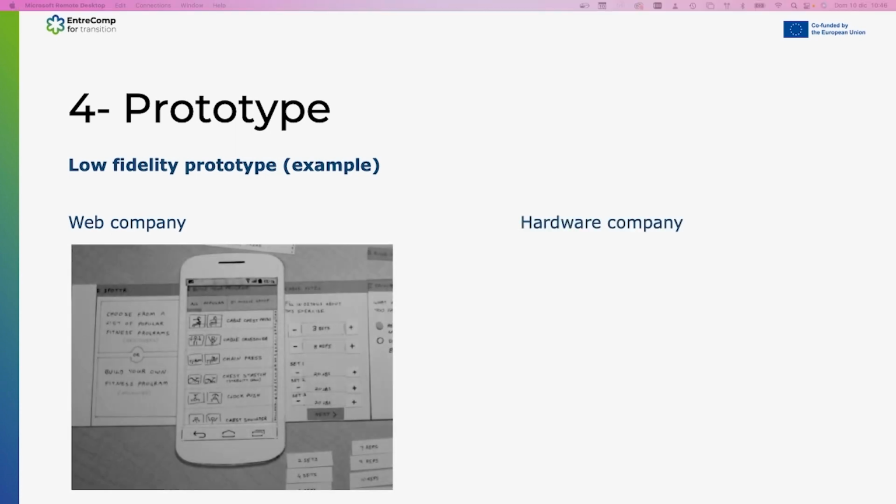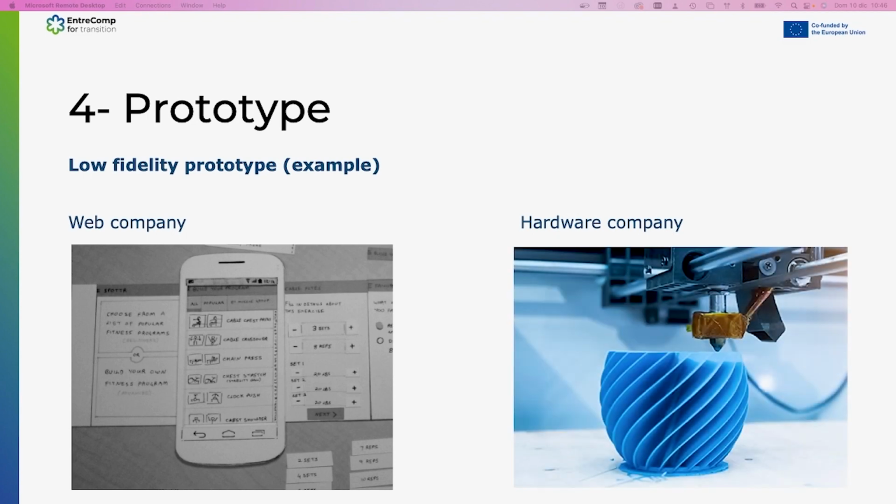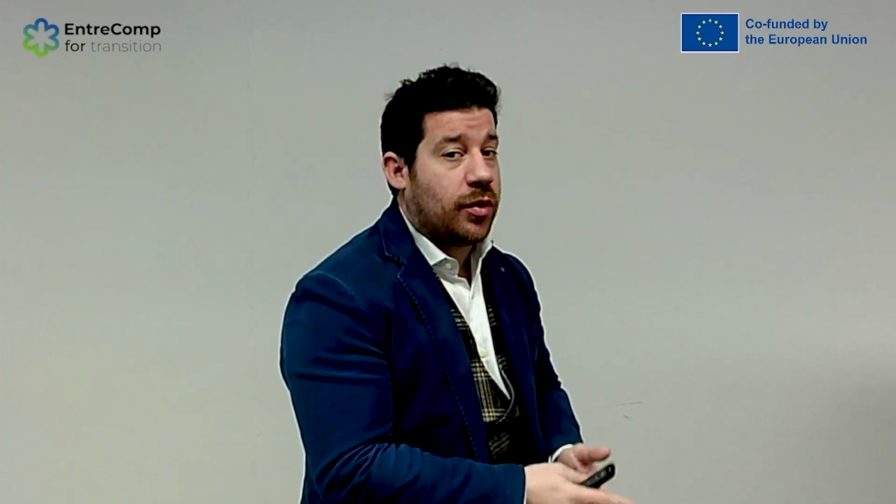For example, if you are a web company and you want to create a new website or an app, you can draw it on paper and discuss it with the team and with all the stakeholders. If your product is a hardware product, you can use a 3D printer to create a prototype. The most difficult things to prototype are the things that are non-touchable, like one feature on the website or one feature of a new product. But again, you have to find the best way to prototype with less effort and amount of money.